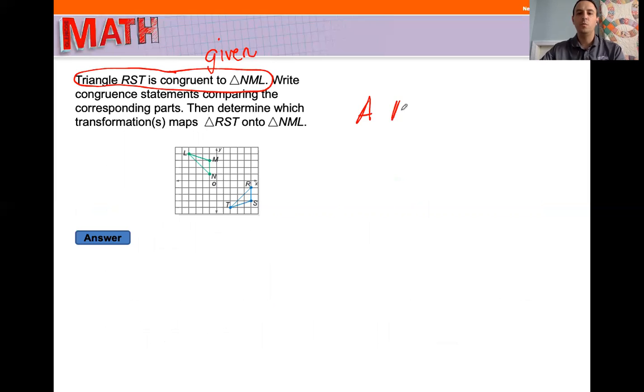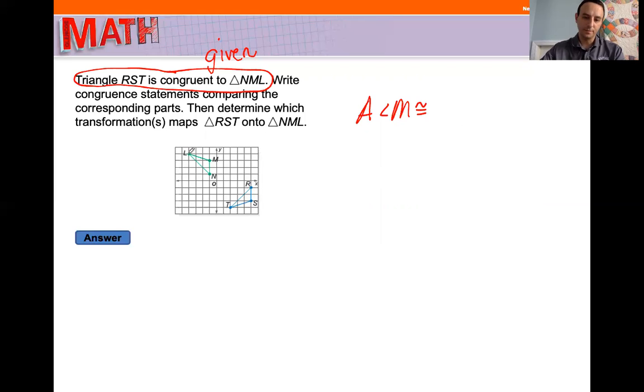So angle M and what? Angle M and N. Not N. They're not on the same triangle. They're going to be on different triangles. Oh, M and R. Not S. R. S.